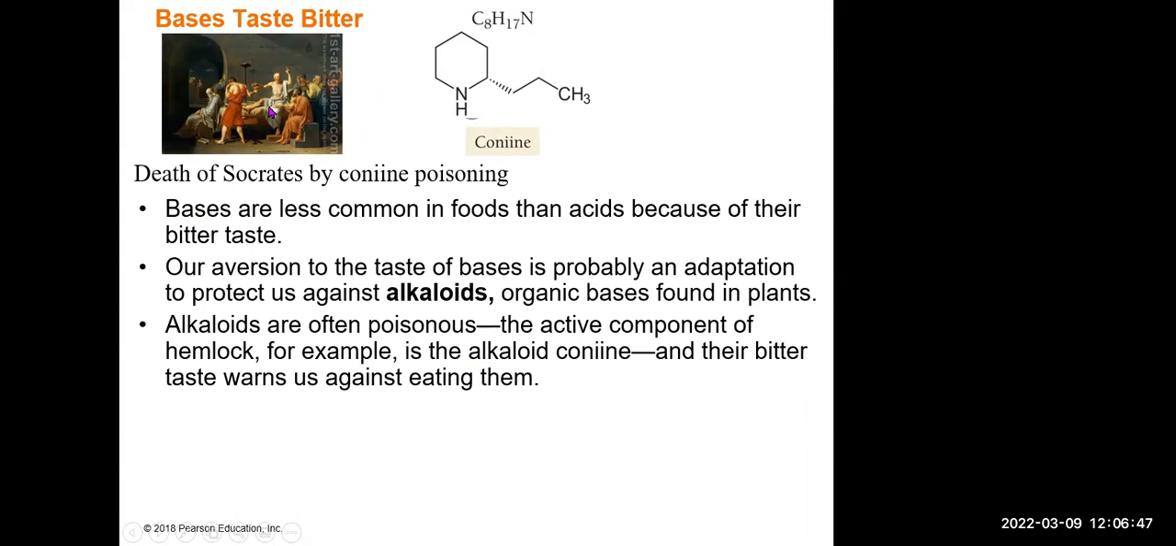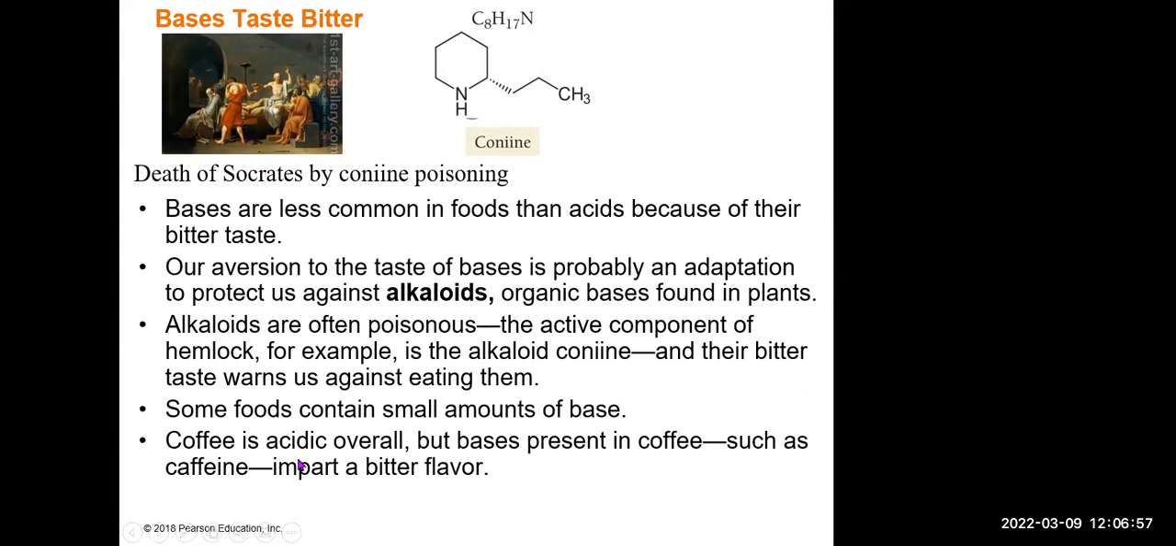Some foods contain a small amount of base. Coffee is acidic overall, but bases present in coffee, such as caffeine, impart a bitter flavor. And here is the structure and molecular formula for caffeine.